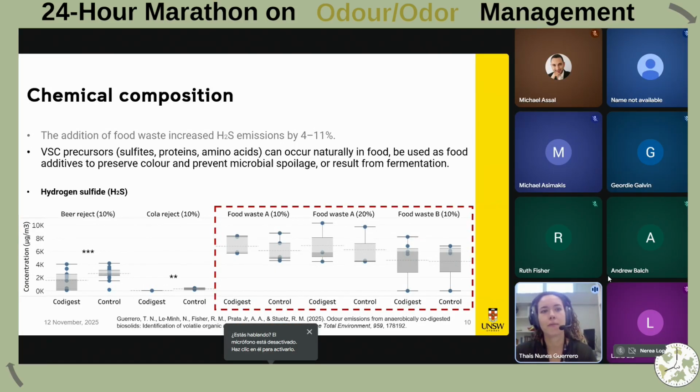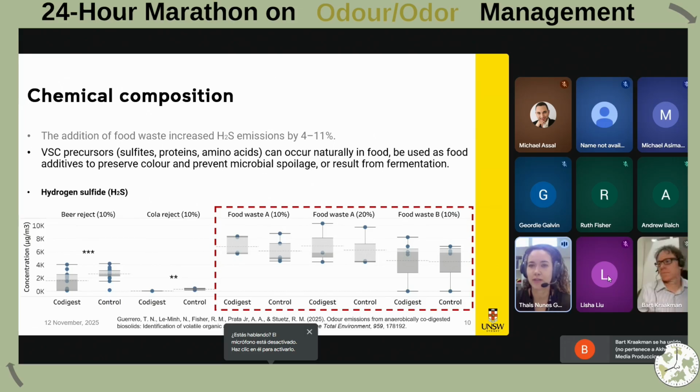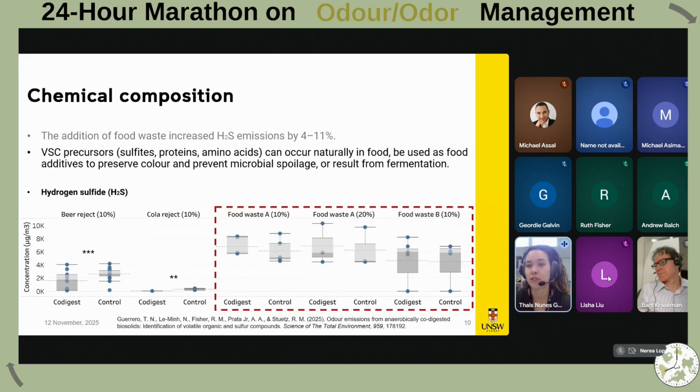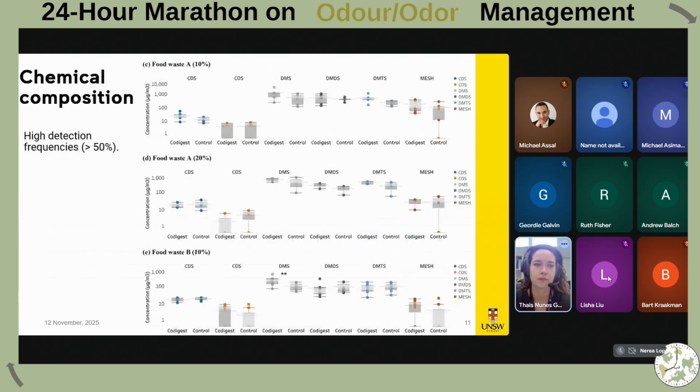And not only for hydrogen sulfide, but other sulfur precursors. They can occur naturally in food. They can be used as food additives to preserve color and prevent microbial spoilage or result from fermentation. So these precursors are likely causing this increase in emissions from the addition of food waste.